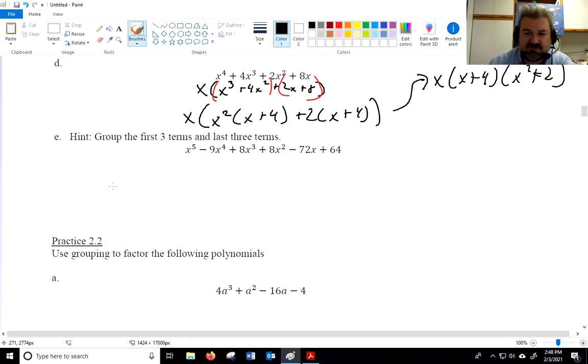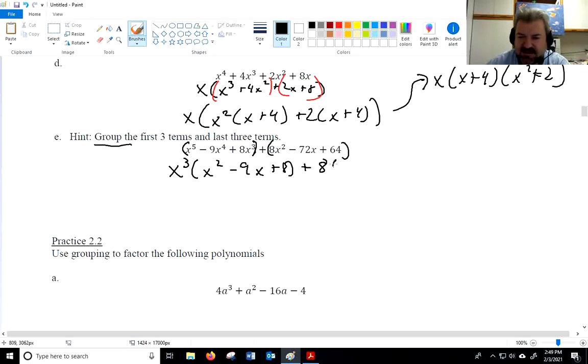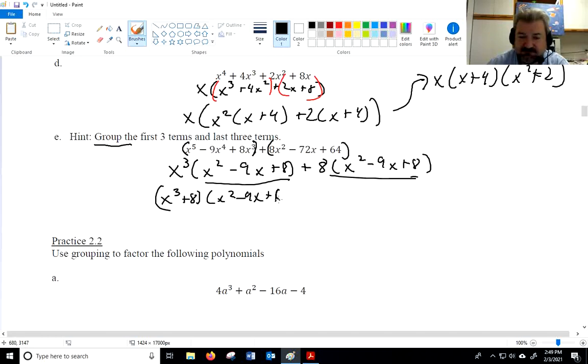All right, now we're going to factor this. We're going to group the first 3 terms and the last 3 terms. That's going to be my hint. This would be a tough problem to do without this hint, but it says we can group these, so let's try it. If I group those, I can pull out an x cubed, and I'll be left with x squared minus 9x plus 8. And in the second group, I can factor out an 8, and I would get x squared minus 9x plus 8. So you'll see they have the same x squared minus 9x plus 8 involved. So I end up with x cubed plus 8 times x squared minus 9x plus 8.